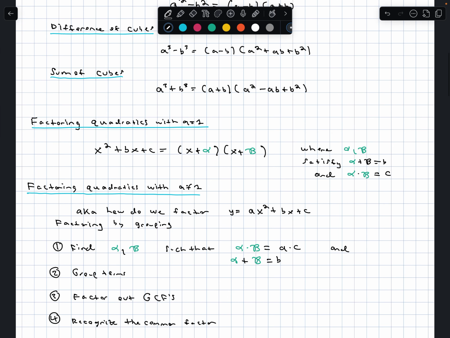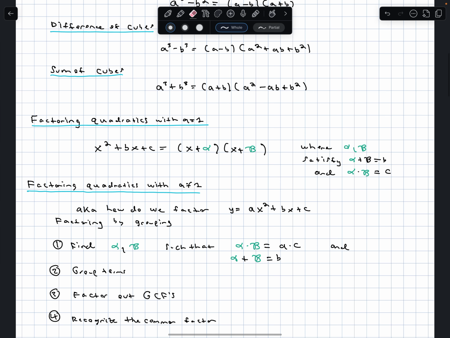Maybe more interestingly is, how do we factor quadratics? And quadratics are functions of the form ax squared plus bx plus c. It's really easy when a equals 1, that leading coefficient. And we can just factor them as x plus alpha times x plus beta, where alpha and beta are the solutions to alpha plus beta is this b term, where b is the coefficient in front of the x, and alpha times beta is this c, the constant.